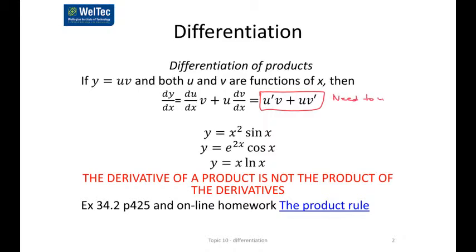Now, the big thing is to remember you need to use the rule. You can't just differentiate each bit and multiply it together. That doesn't work. Now, for those of you that are ready to do your homework, the chapter 34 is in the earlier edition. If you've got the later edition, it's chapter 35, so this would be 35.2. So let's look at these examples. I'll do them on the next slide because there won't be enough room here, but you'll see exactly how the product rule works and how I want you to set them out.